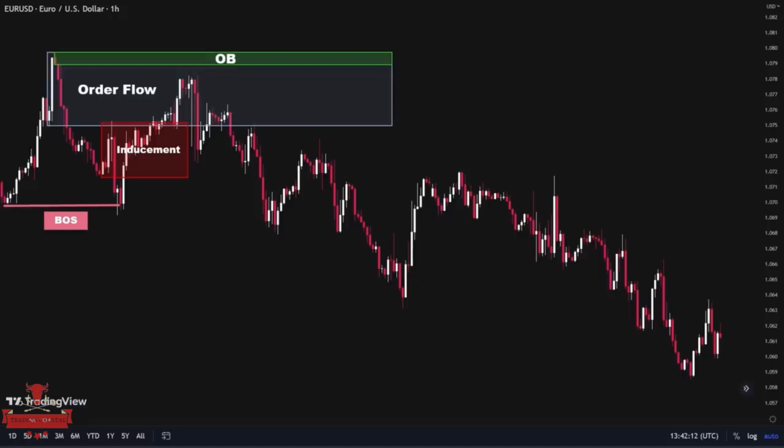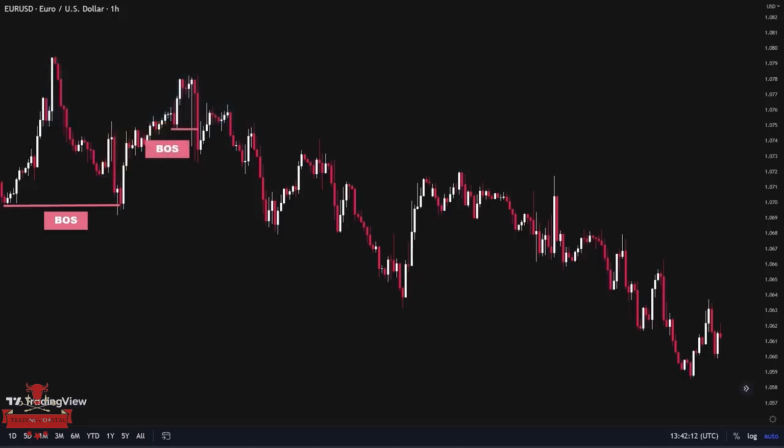Hence, it's not always necessary for the price to mitigate the order blocks before it moves in the opposite direction. Same thing happened here at this point. As you can see, the market created another break of structure.